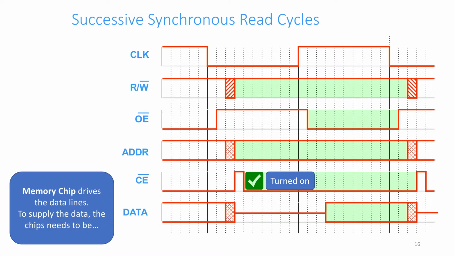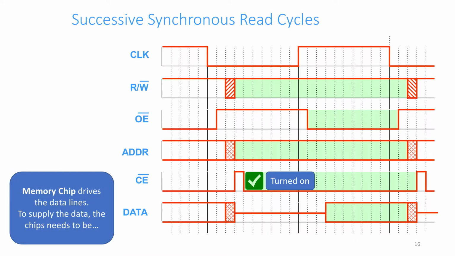So how does this happen? How does the memory chip know when it's supposed to drive this data bus? Because this whole thing is really all about when your data bus becomes valid. There are three things that must be true for the memory to output the correct data values on the data pins.